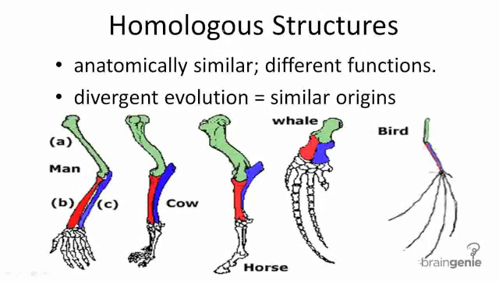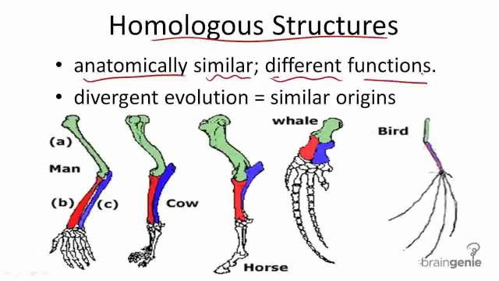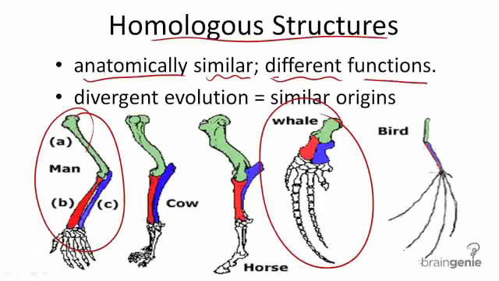Homologous structures. Homologous structures are anatomically similar structures with different functions. Let's take an example of a whale and a human. Both have bones of the forearm in a similar position. But these bones have two very different functions. In humans, these bones are used to move the arm, the wrist, and to pick up things. And in the whale, these bones are used for swimming.